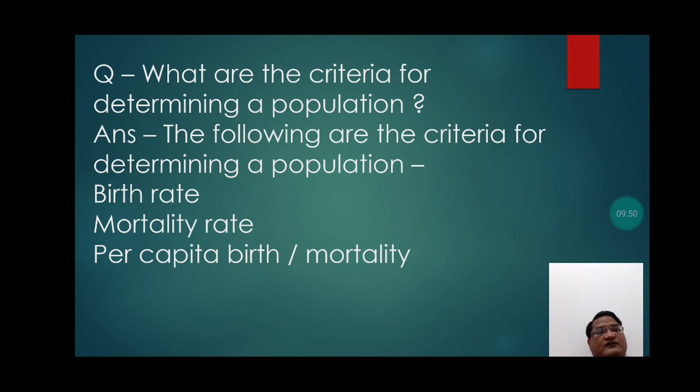Students, now let's discuss an important question. What are the criteria for determining a population? The following are the criteria for determining a population: birth rate, mortality rate, and per capita birth and mortality of a specific geographical area.